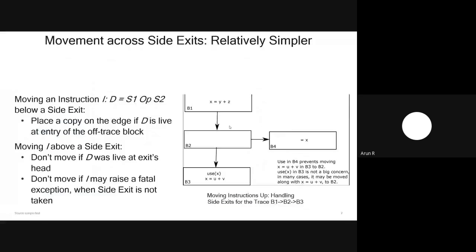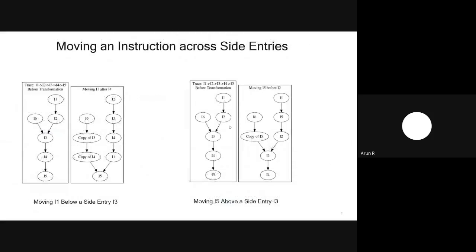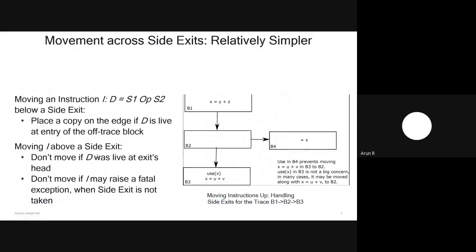In general, moving across side entries is more complex because we have to insert what is called compensation code in order to make the program correct. And the implementation is usually very hard.